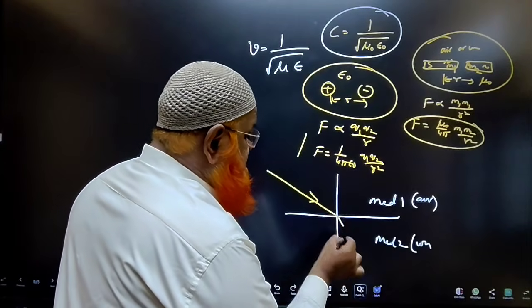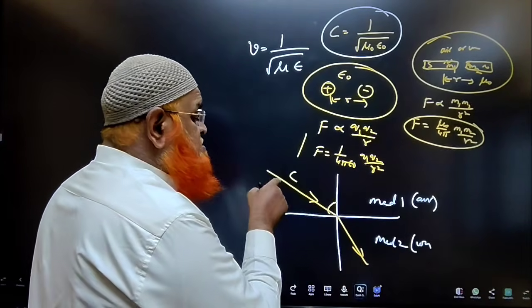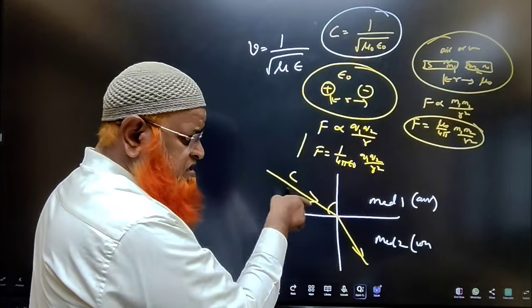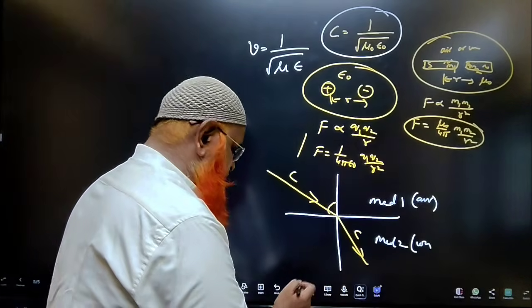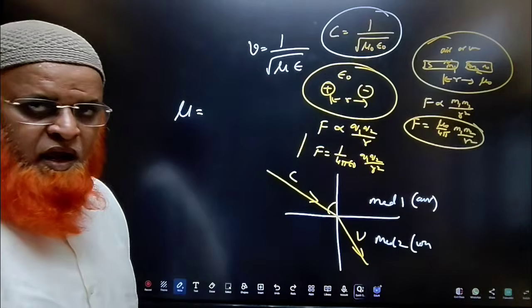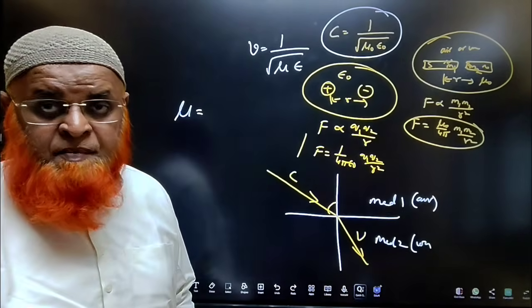It has traveled like this, it has traveled like this. So this is velocity of light in air, which is always given with C. Velocity of light in a medium is given with the letter V. Okay, so what is the meaning of refraction?